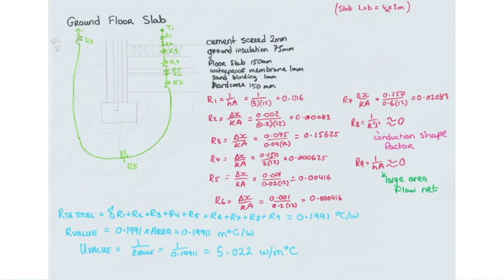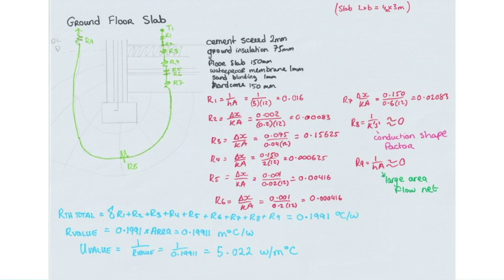R1 is taking place above the surface, so this mode of heat transfer is convection. This is represented as 1 over HA, where H is a convective heat transfer coefficient which differs for each fluid. Then for R2 to R7, the mode of heat transfer is conduction. This is represented as delta X over KA, where delta X is the thickness of the material, K is the conductance of the material, and A is the area.